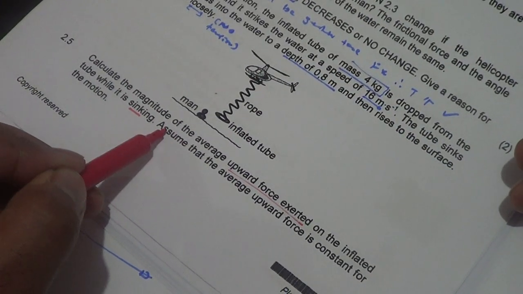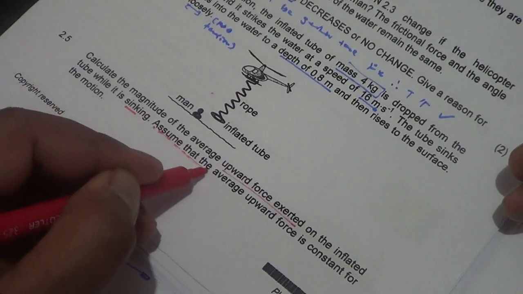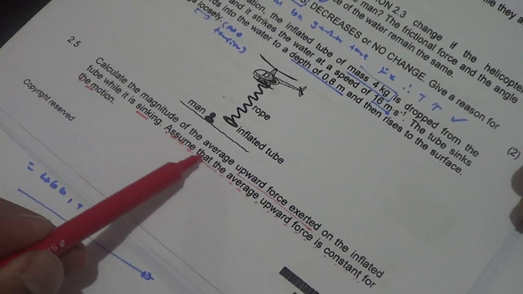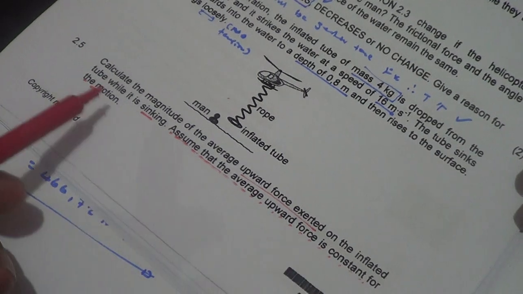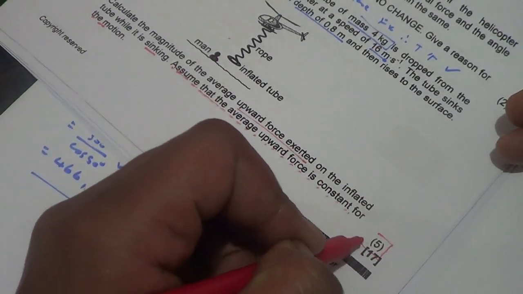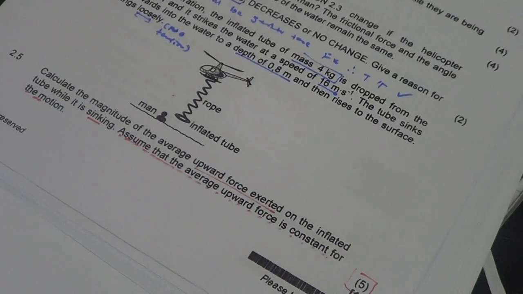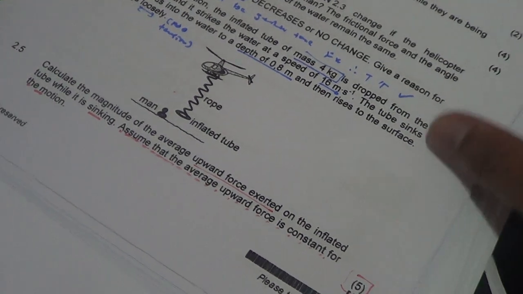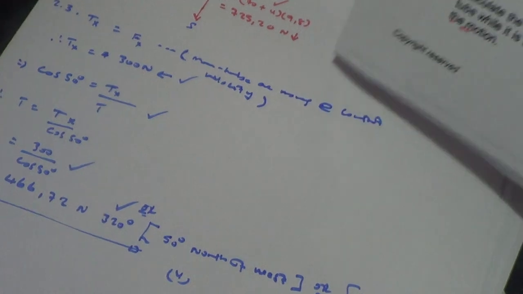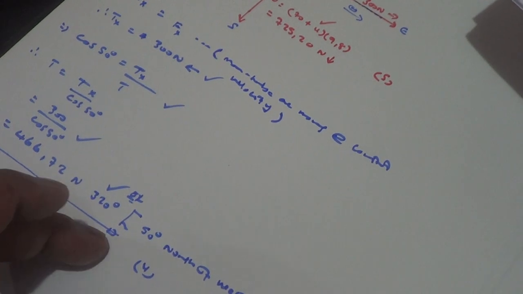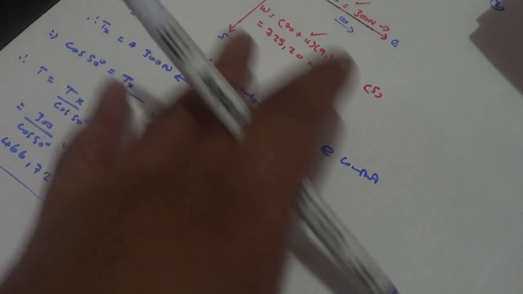Now it says assume, always there's some assumption to be made because these calculations are never exactly accurate, but they're just approximations, okay? So assume that the average upward force is constant for the motion, so meaning it doesn't change, all right? So you can see here now they said, we gave you peanuts. Now it's time to give you some stones here to crack. Okay, so here's the thing. Key to answering a question like this is to have yourself a bit of a diagram.